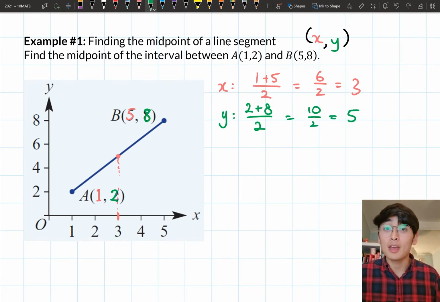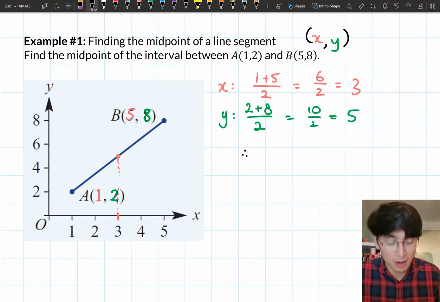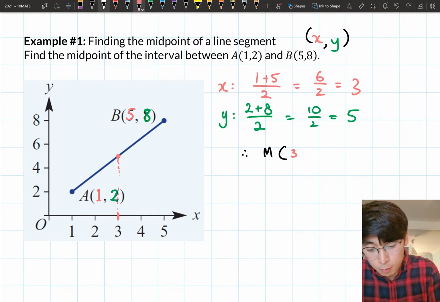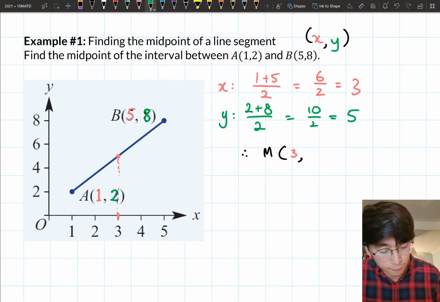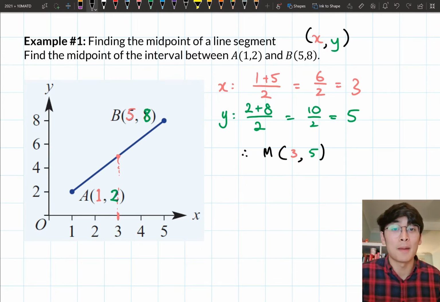5. And so now that I've done that, all I'm going to do is write, therefore, the midpoint. Sometimes we abbreviate this with M, just to show that it's my midpoint. My midpoint is at the coordinate 3 for my x coordinate, comma, 5 for my y coordinate. And so that is how I find my midpoint.